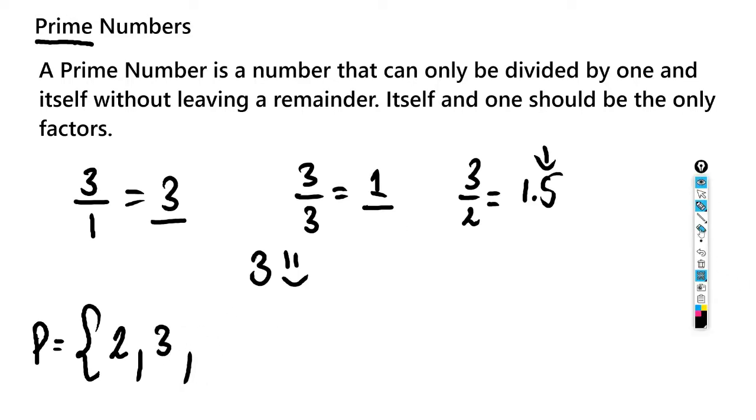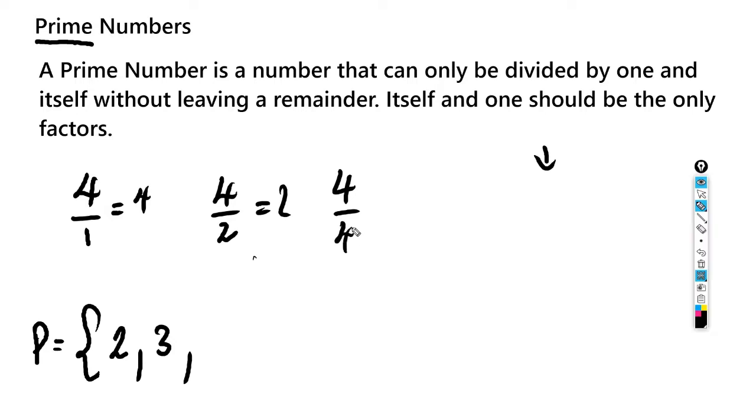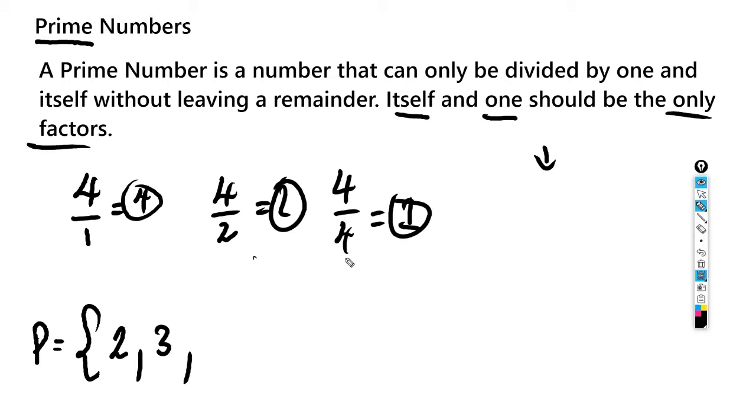Let's try 4. Is 4 a prime number? That's a good little question. 4 can be divided by 1, which gives us 4. 4 can also be divided by 2, which gives us 2, and 4 can be divided by 4, which gives us 1. So there are 3 factors here. Clearly this is not a prime number because, remember, itself and 1 should be the only factors, and 4 has 3 factors: 4, 2, and 1.